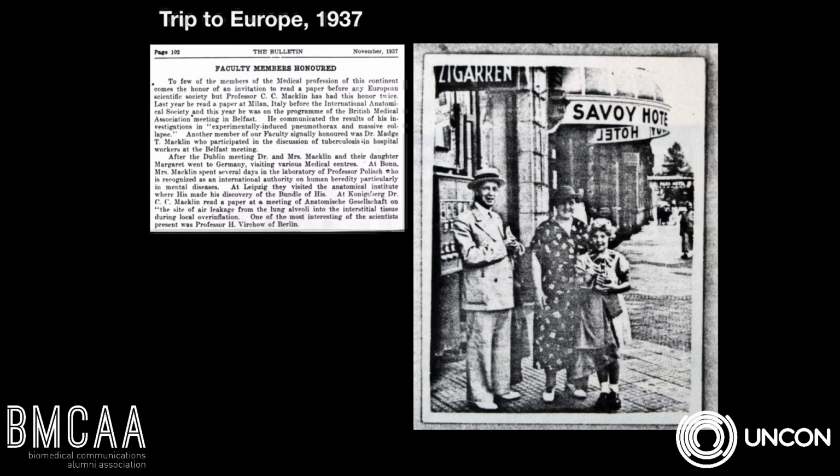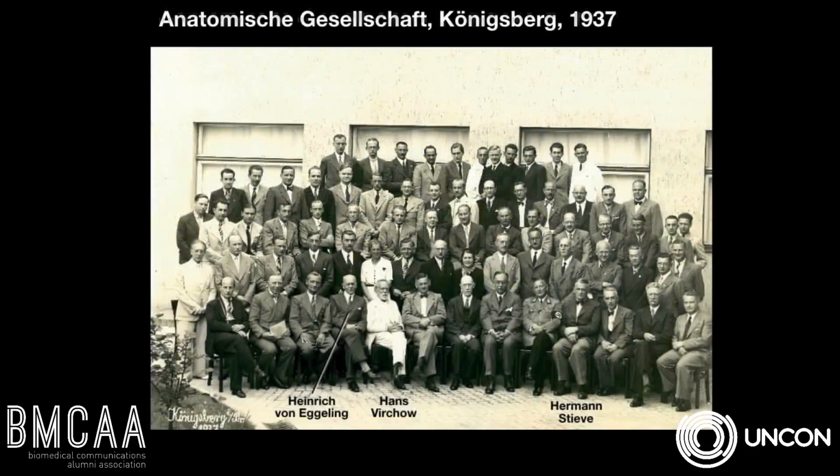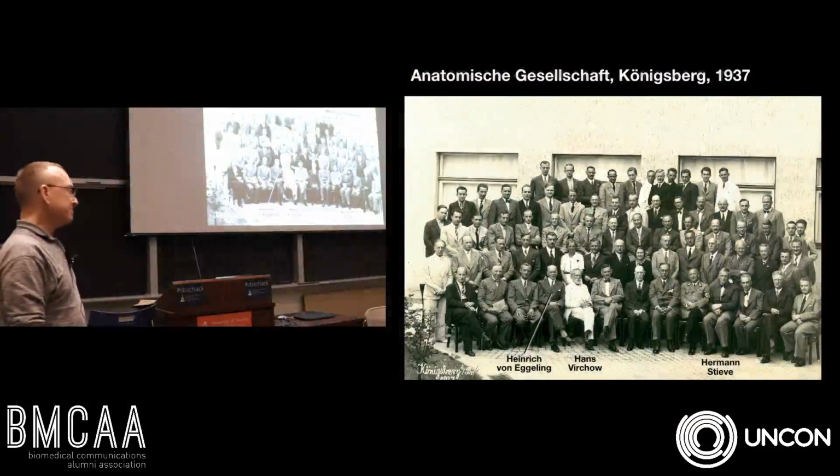Macklin gave a paper at a conference in Belfast. His wife also spoke there, not about eugenics, about her other research related to cancer. And from there, Macklin went to the meeting of the Anatomische Gesellschaft in Königsberg. Pernkopf was not at the meeting, and he's not in the picture.